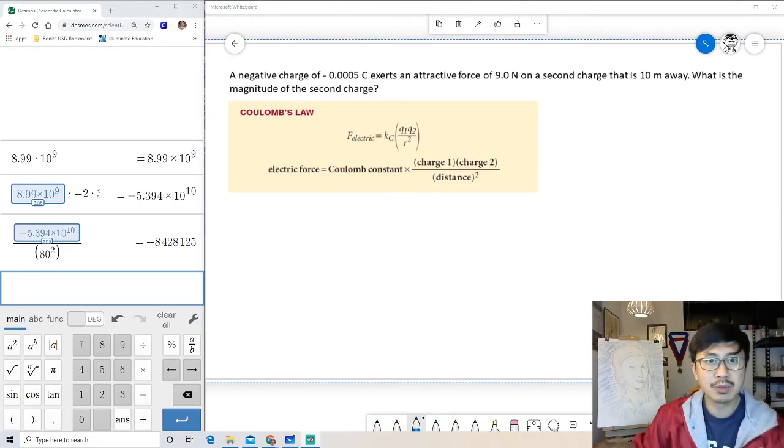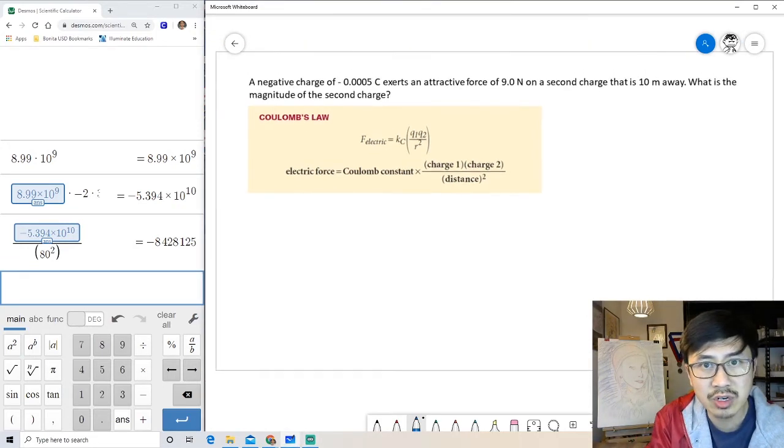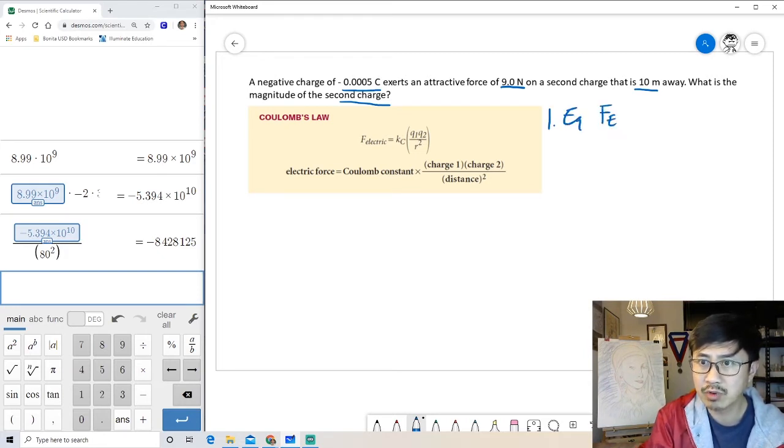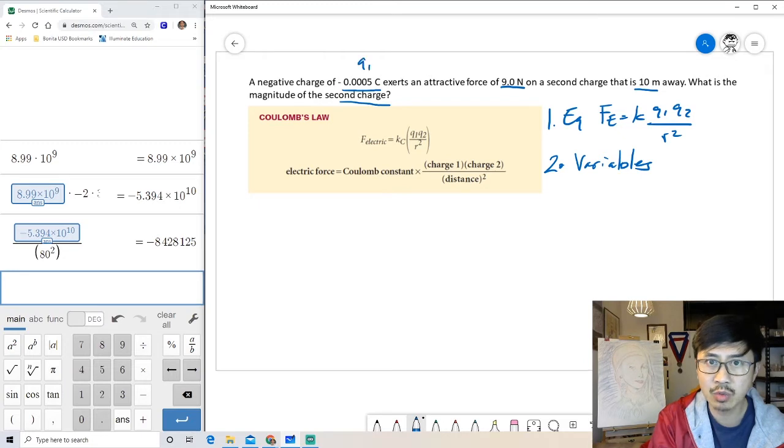Okay, let's do sample number 2. Sample number 2 says a negative charge of -0.005 coulombs is attracted with a force of 9 newtons and is 10 meters away. What is the magnitude of the second charge? So this switches it up a little bit. It wants Q2. Again, number 1, our equation: the electric force is equal to K times Q1 times Q2 divided by r squared. Number 2, let's find our variables. This is Q1. This is our electric force. 10 meters is our r. So what is the second charge?